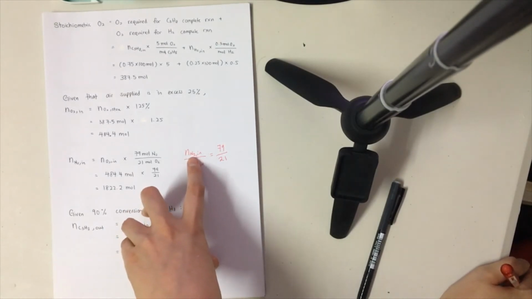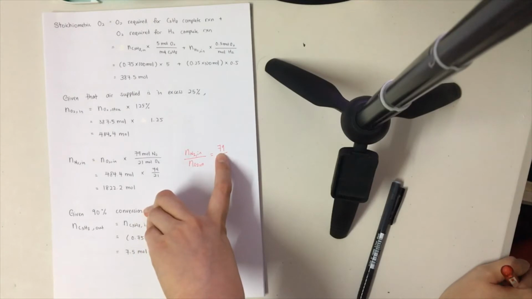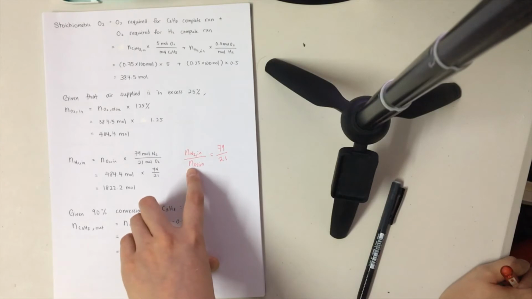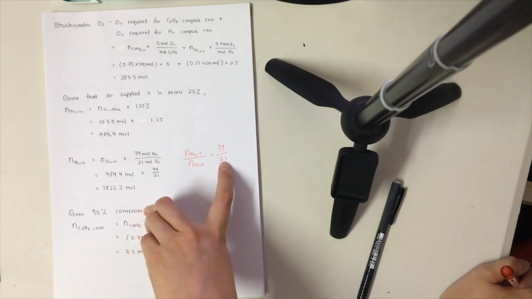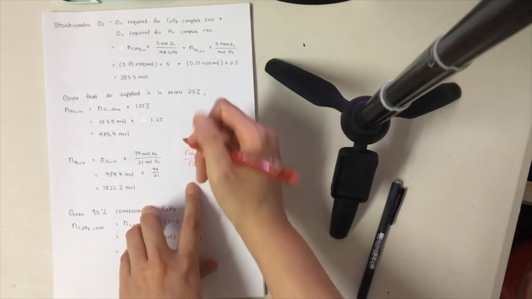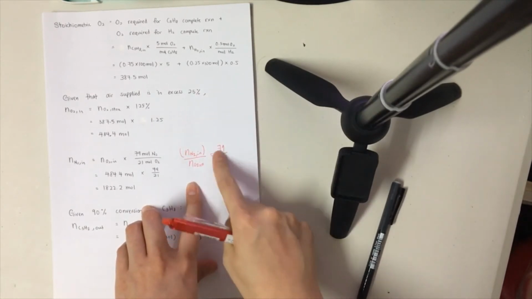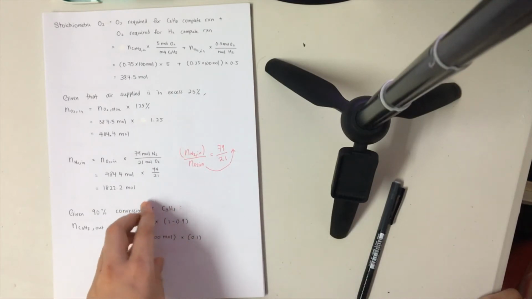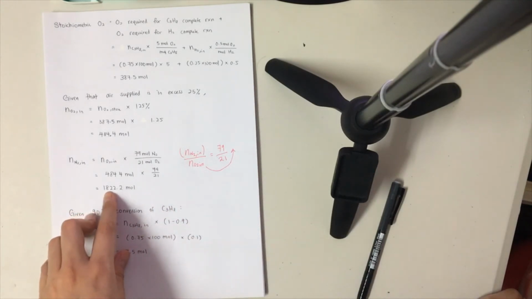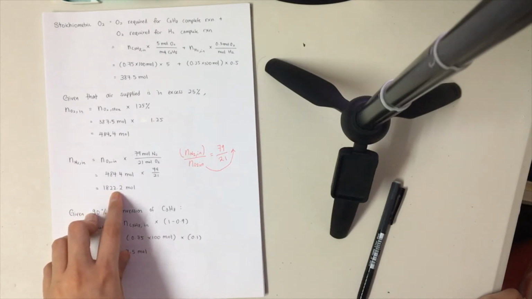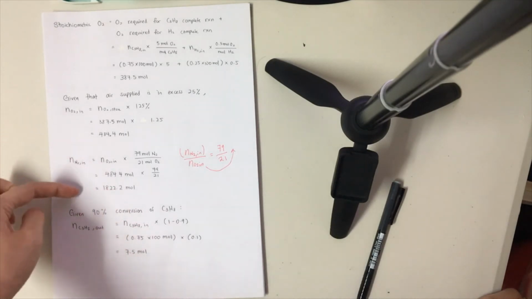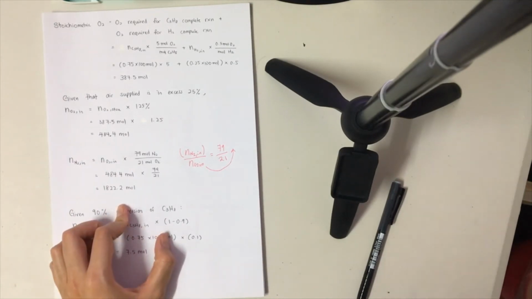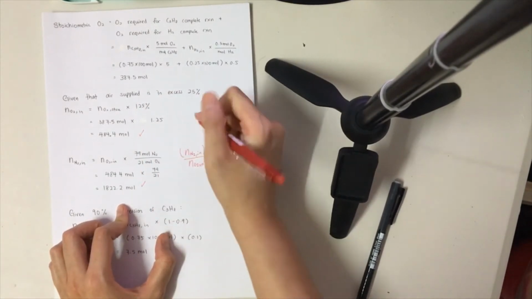So the number of moles of nitrogen that goes in is 79 parts, or 79 moles. This is a ratio basis, and the number of moles of O2 that goes in is 21. So to find this, we just multiply this part with here, which you can find is 1,822.2 moles. If you add these two up, you can find your A.